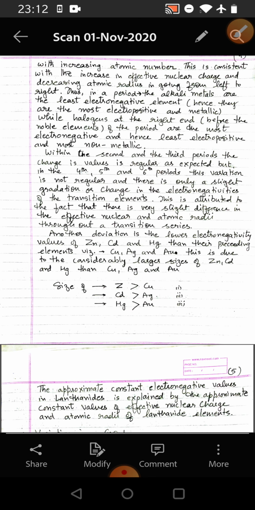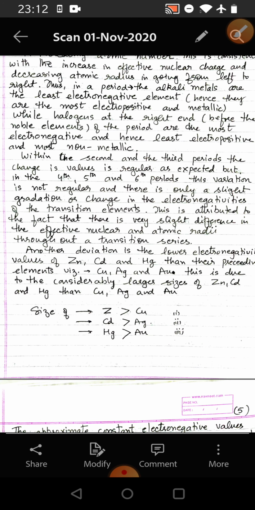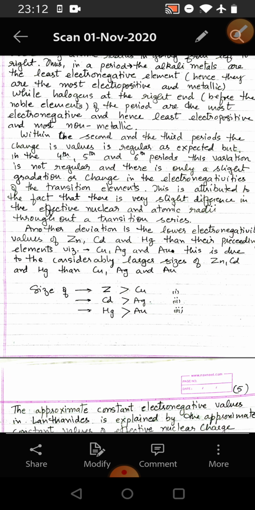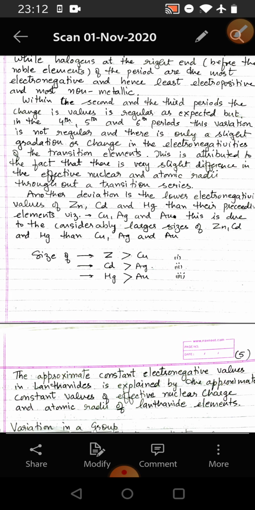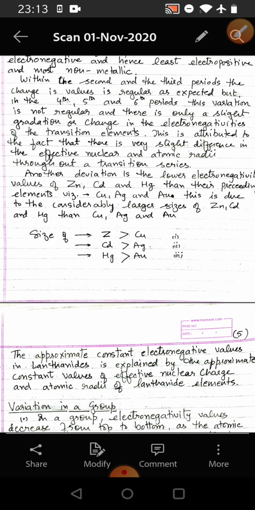Within the second and the third periods, the change in value is regular as expected, but in the fourth, fifth and sixth periods, this variation is not regular and there is only a slight gradation or change in the electronegativities of the transition elements. This is attributed to the fact that there is very slight difference in the effective nuclear charge and atomic radii throughout a transition series. That is, among the transition series there is very little change of effective nuclear charge and of atomic radii.